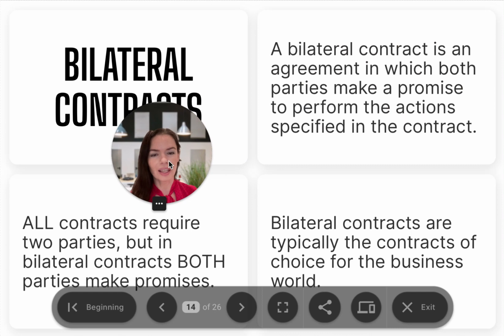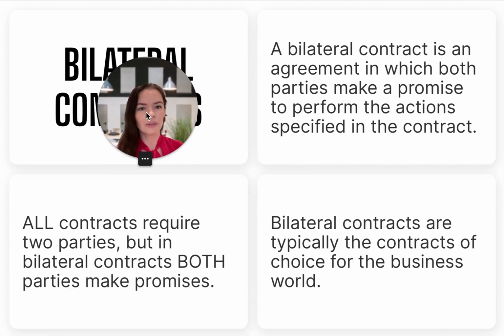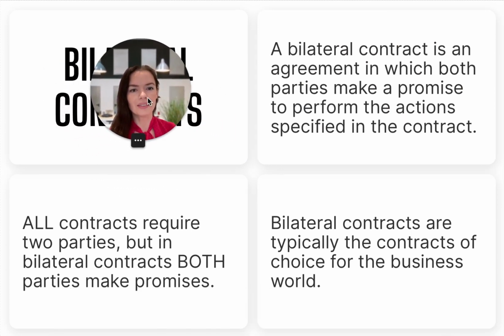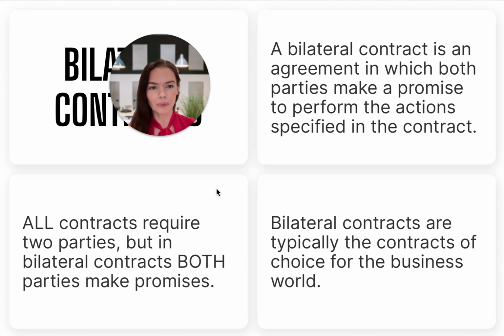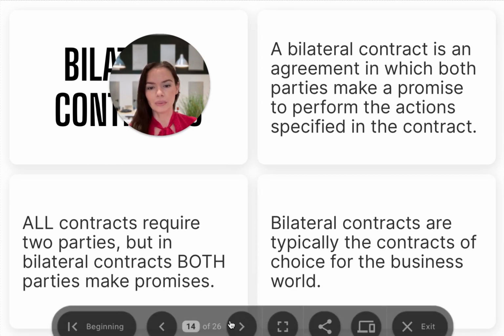Bilateral contracts. A bilateral contract is an agreement in which both parties make a promise to perform the actions specified in the contract. All contracts require two parties, but in bilateral contracts, both parties make promises. Bilateral contracts are typically the contracts of choice for the business world.